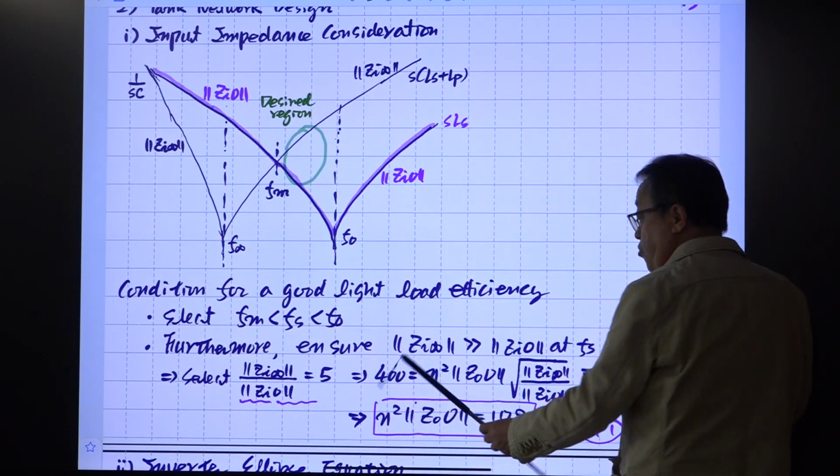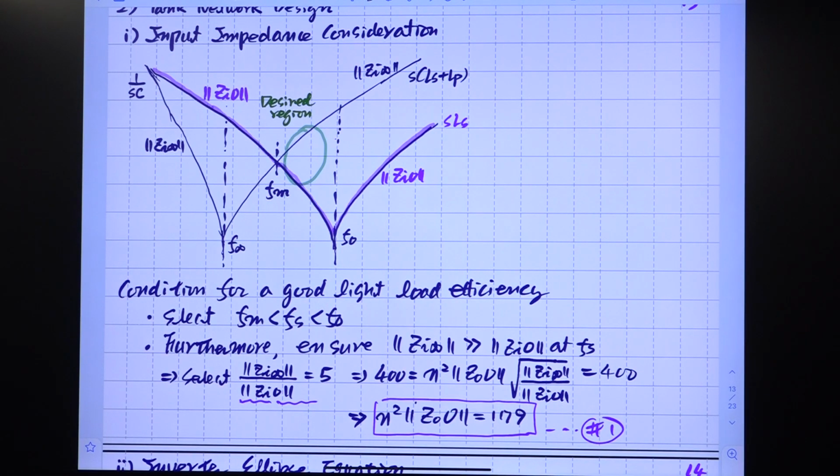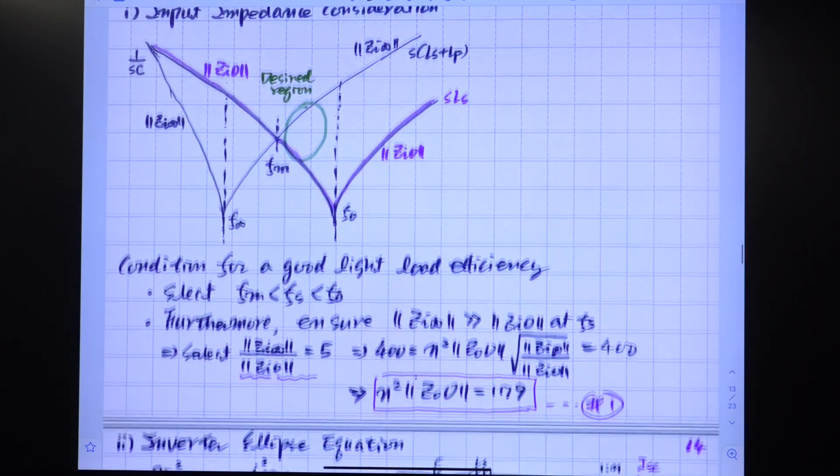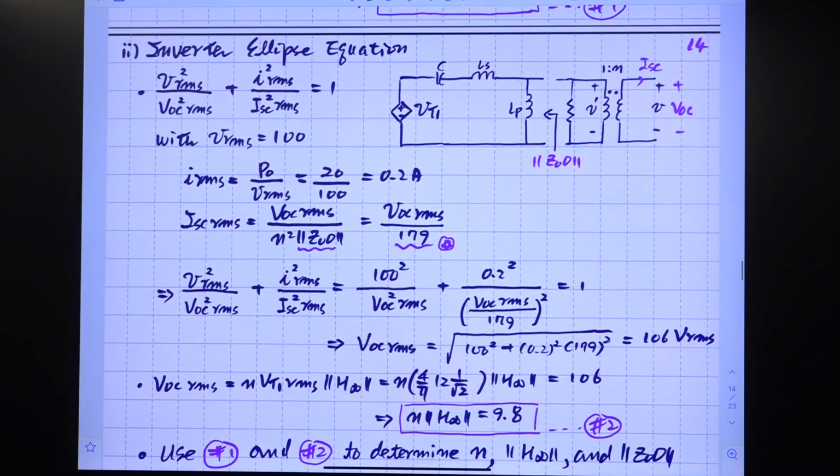All right. So we need another equation to determine the values of the tank circuit components. All right. So this is equation number 1, very important. And another one is this, we use the inverter ellipse equation. This is the inverter ellipse equation written in terms of the RMS value of everything. So everything is in RMS. So this is our design target. Then our power is determined. Then this is determined. All right.